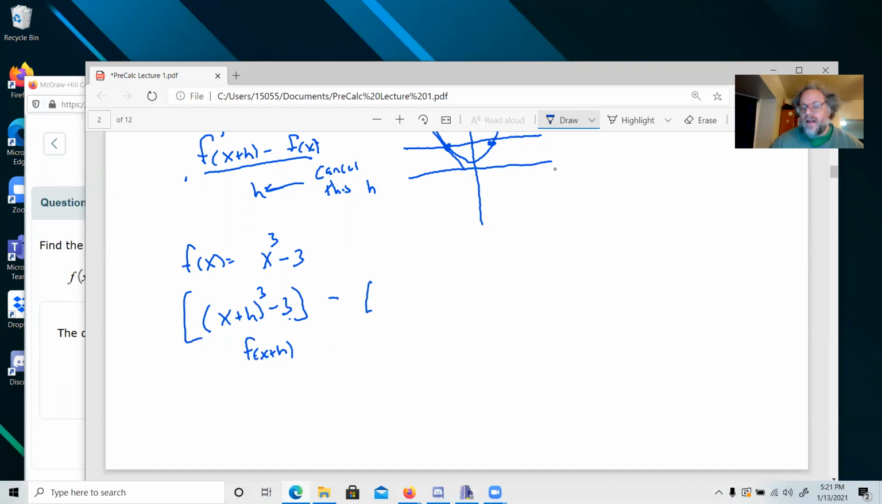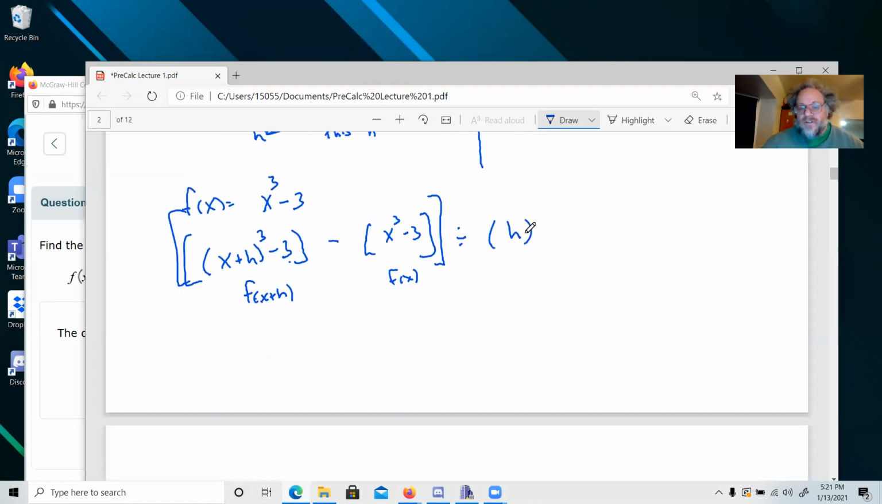Minus, well, what the heck is f of x? x cubed minus 3. And this was just f of x. And then we're going to divide it by h. So put bigger parentheses around here so we have a top and a bottom. Now that we've strung that out a little bit, here's what we have: x plus h cubed minus 3 minus x cubed minus 3, all over h.